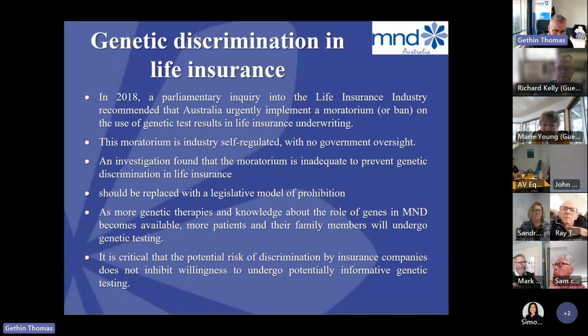So I think, again, this obviously doesn't relate to treatments, but it does relate very much to quality of life and to making sure that we don't get discrimination against MND patients. So we're very supportive of that, and hopefully that legislation will be moving through government as we speak.